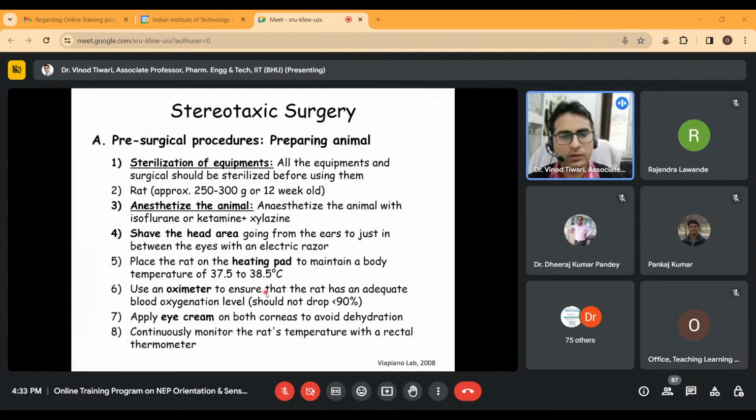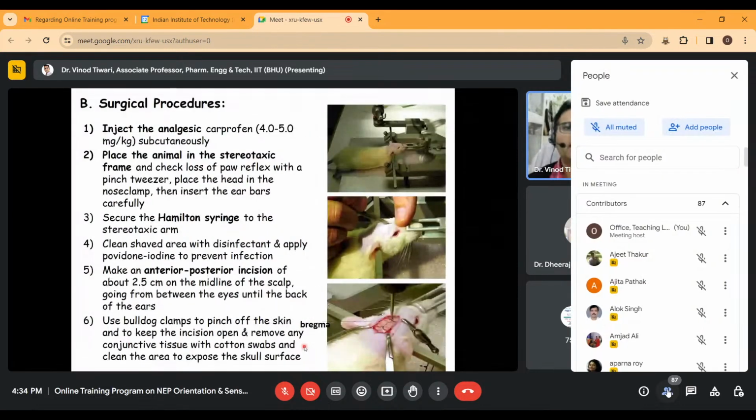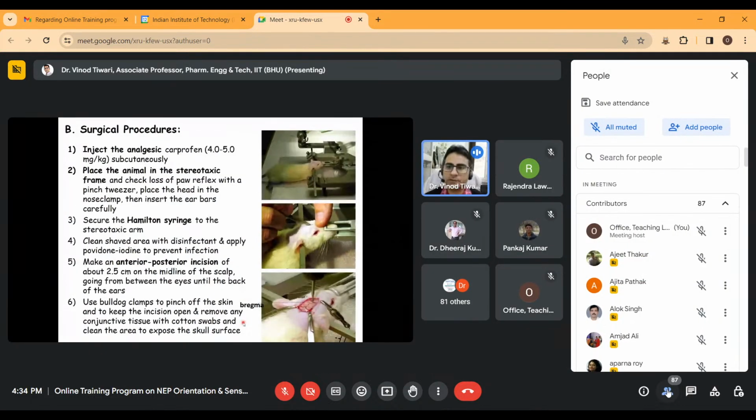Okay, so yeah, and then we can continuously monitor the rat's temperature with a rectal thermometer. That is another vital sign, to make sure that they are under anesthesia and on time. Okay. Now, after you have done the animal preparation, you have to go for the surgery.